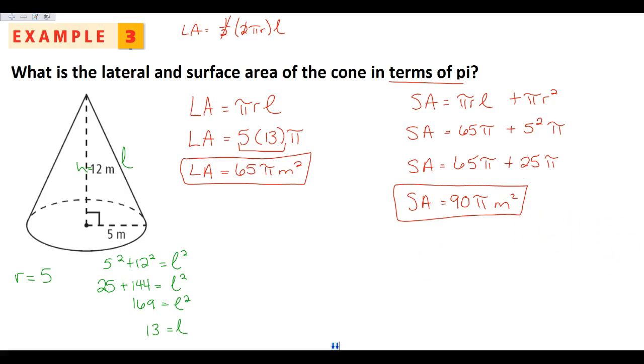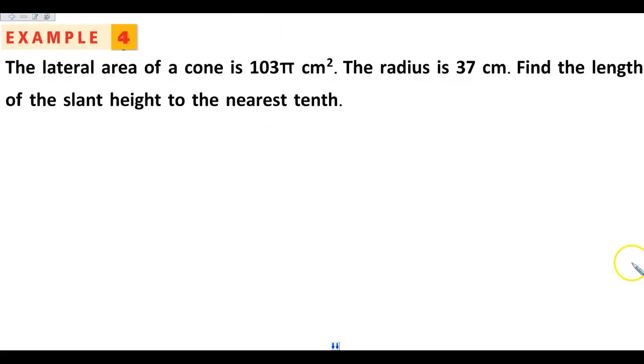So now let's take a look at one where we're going just a little bit differently. This one, we're given the lateral area of the cone, we're given the radius, and I want to find the slant height. All right, so I know that my lateral area is 103 pi. My radius is 37, and we're looking for our slant height.